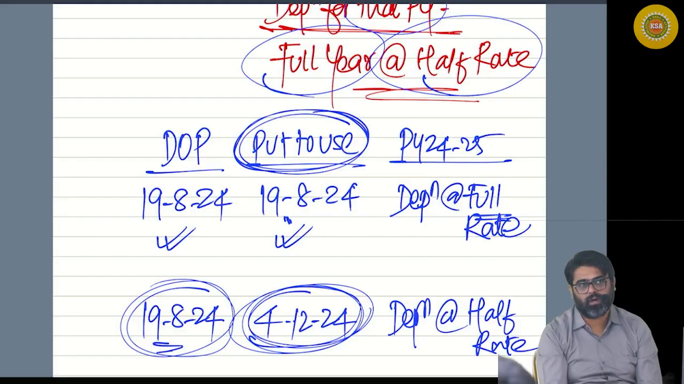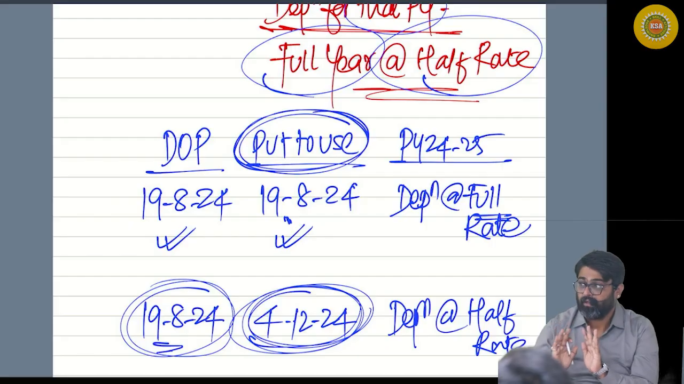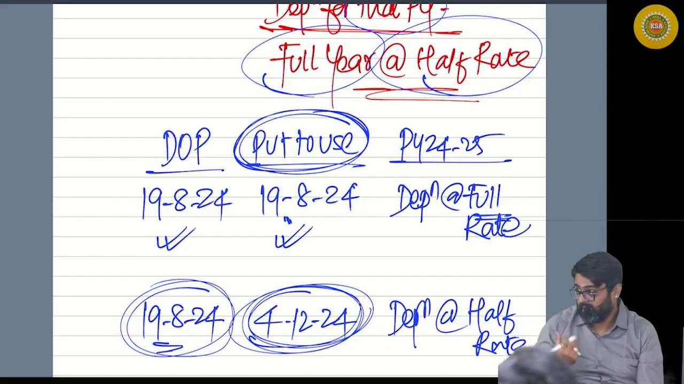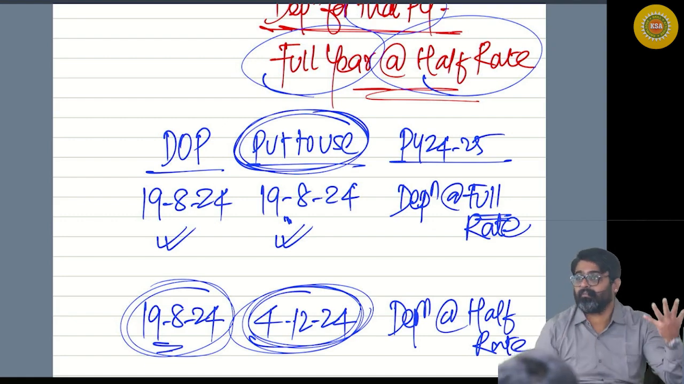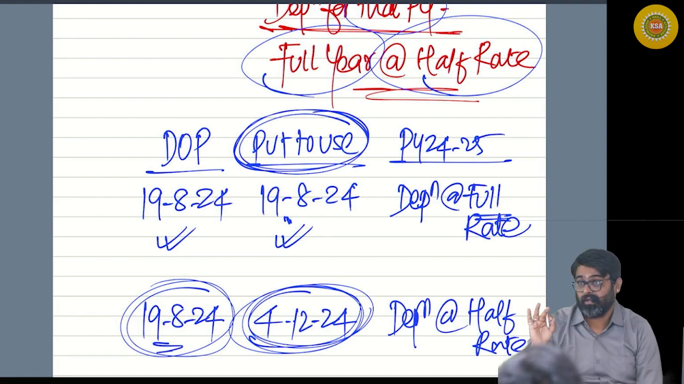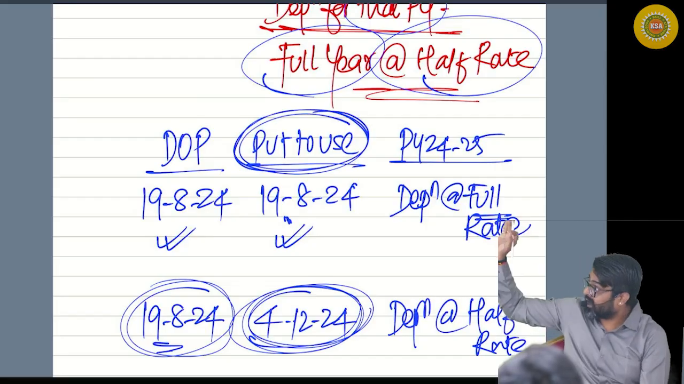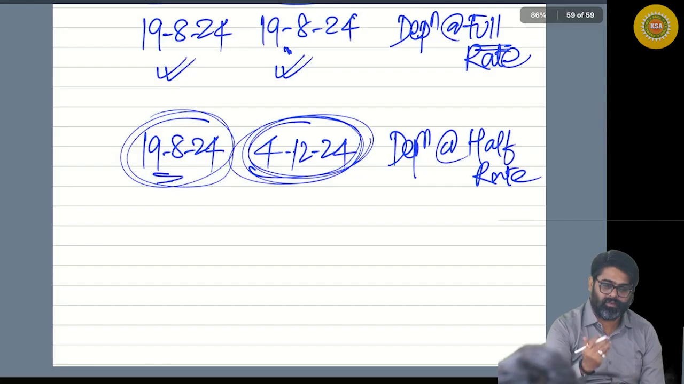Many students call this half year depreciation. Many of you might be giving the term half year depreciation. If you say that, no, the answer is wrong. Depreciation is never for half year, some months, some days. Depreciation is always for full year, but it can be at full rate or half rate. Getting my point?